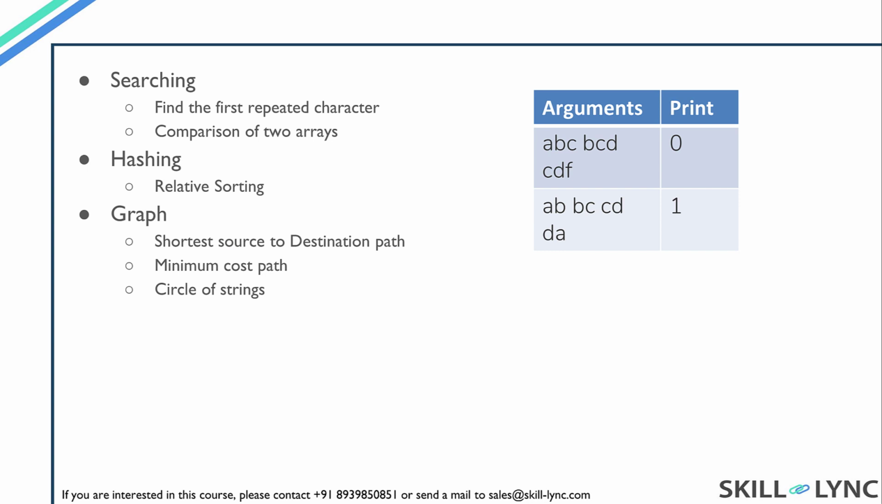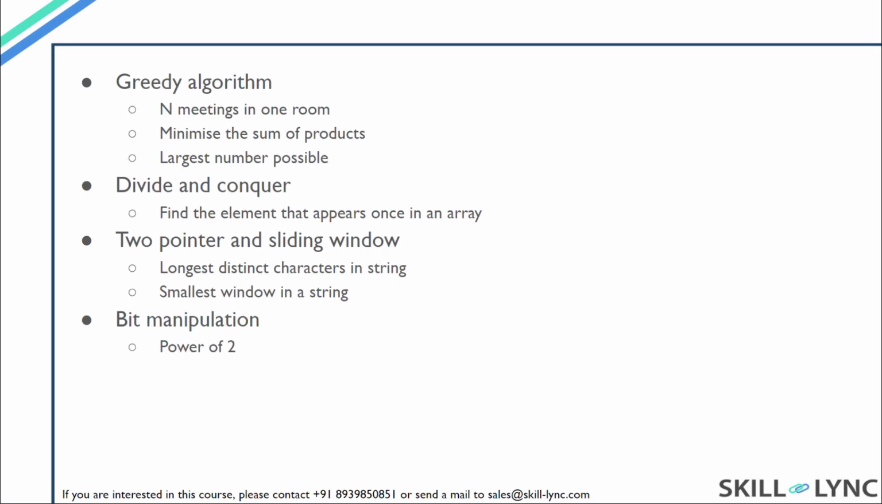The next project under the section of graphs is to identify if two strings can form a circle. To identify that, the last character of one string must be the same as the first character of the other string. We then move on to cover projects on greedy algorithms and the divide and conquer approach. The divide and conquer approach contains additional concepts that you will be tested on. They are the two-pointer and sliding window method, and then the bit manipulation method.